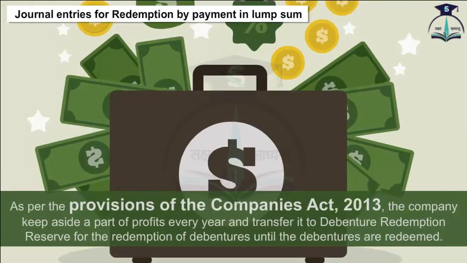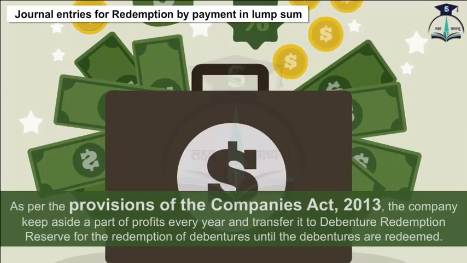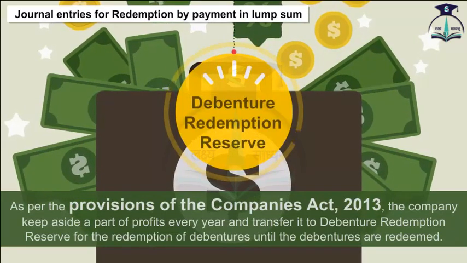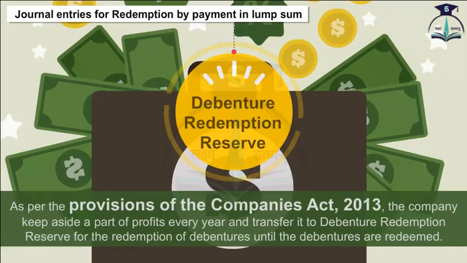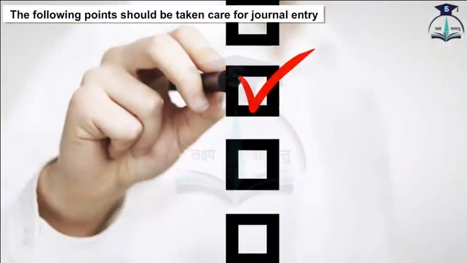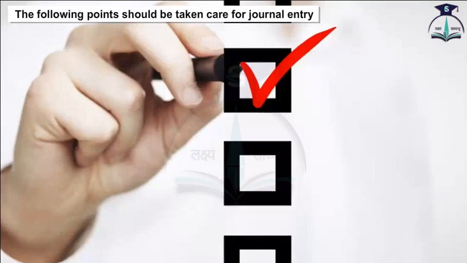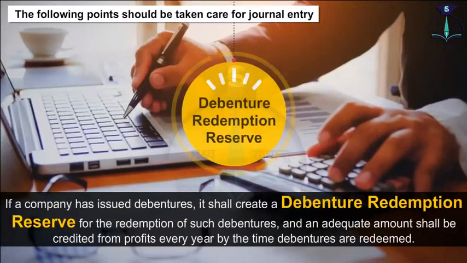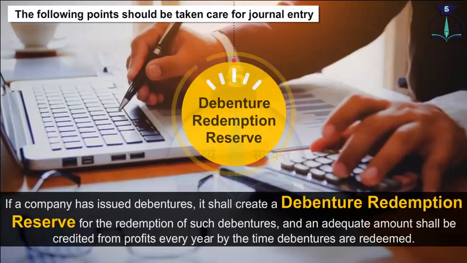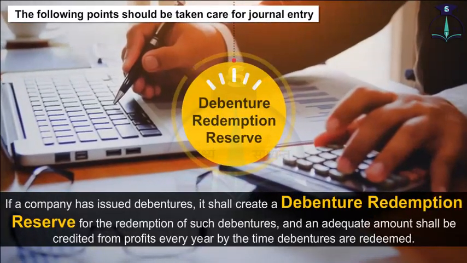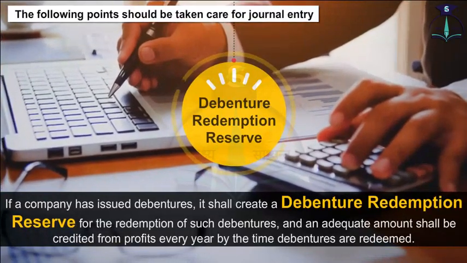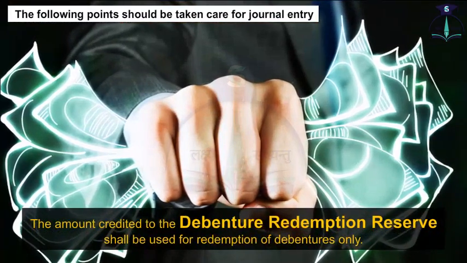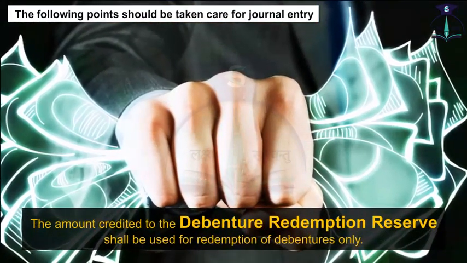As per the provisions of the Companies Act 2013, the company keeps aside a part of profits every year and transfers it to debenture redemption reserve for the redemption of debentures until the debentures are redeemed. The following points should be taken care of for journal entry. A. If a company has issued debentures, it shall create a debenture redemption reserve for the redemption of such debentures, and an adequate amount shall be credited from profits every year by the time debentures are redeemed. B. The amount credited to the debenture redemption reserve shall be used for redemption of debentures only.